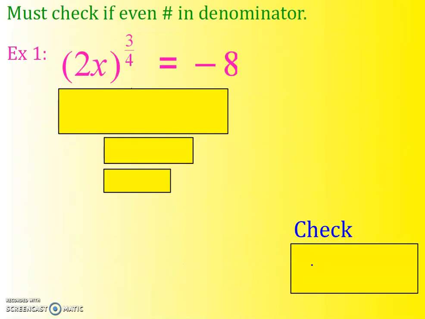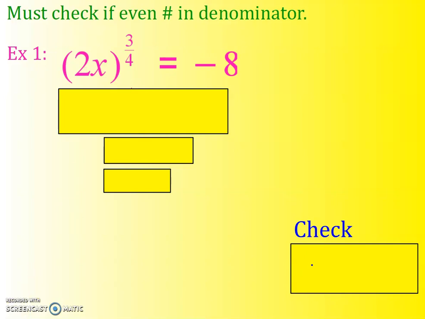Okay, so let's look at this next example. We've got 2x raised to the 3/4 power equals negative 8. We have a fractional exponent, which means we have a radical. We know how to solve radicals. We've just been doing it. You could rewrite this as a radical. You could write it as the 4th root of 2x to the 3rd power. However, if you write it that way, you're going to have to get rid of the 4th root, and you'll also have to get rid of the 3rd power.